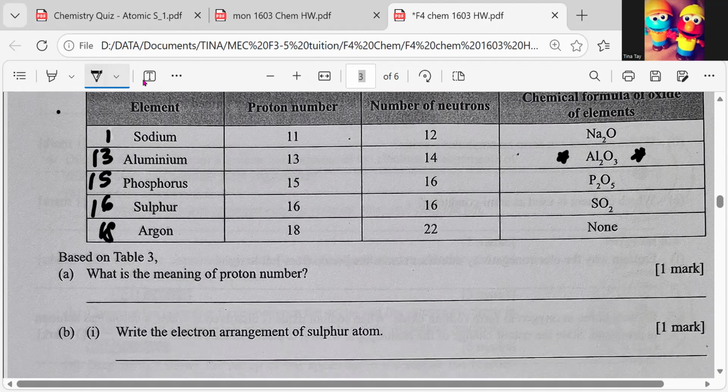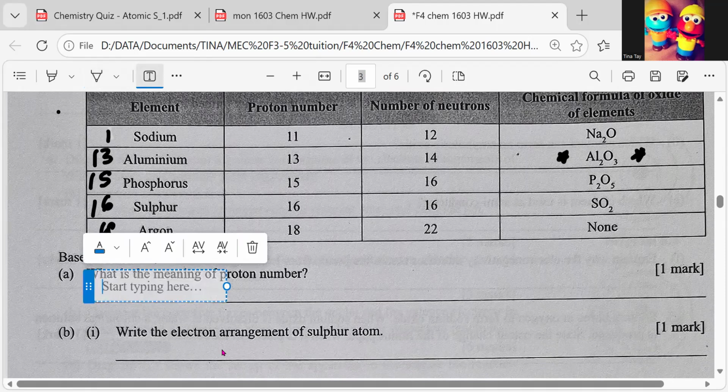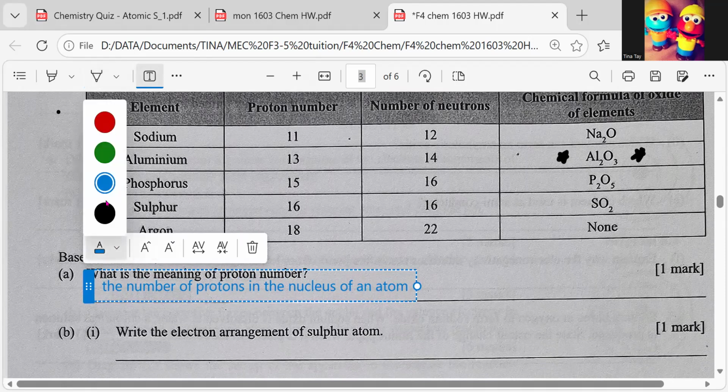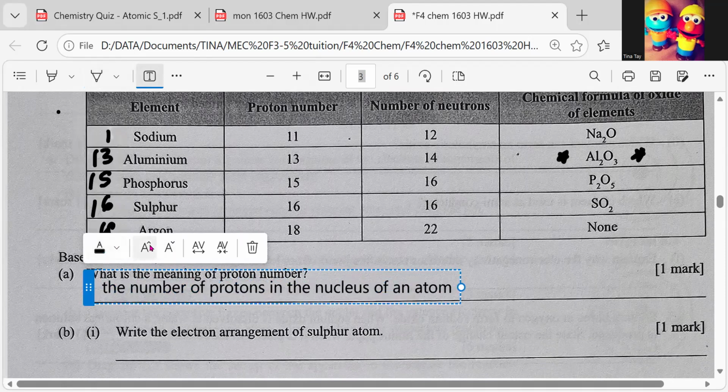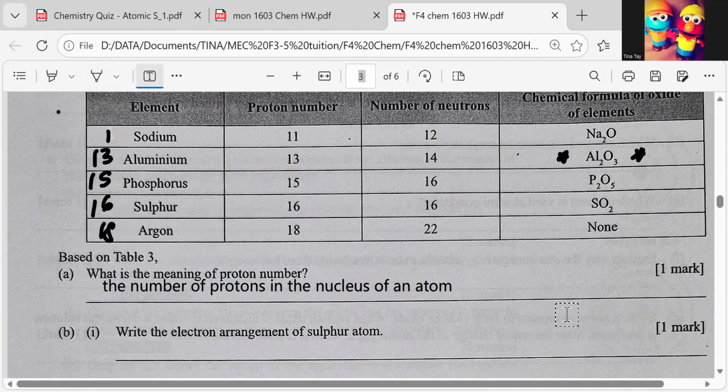Okay. What is the meaning of proton number? The number of protons in the nucleus of an atom. How many protons there are, that's proton number. Okay. Write down the electron arrangement.